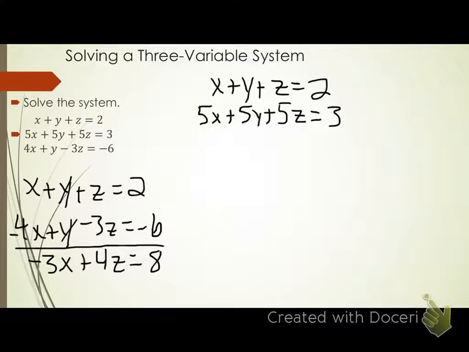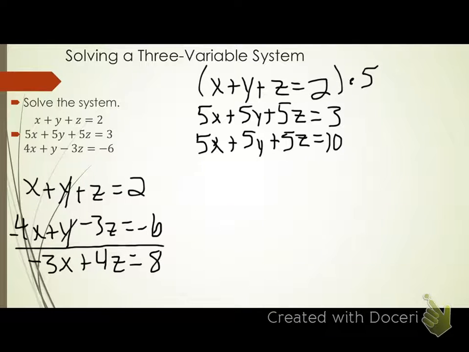Multiply the top equation by 5. Multiply the top by 5. 5 times x? 5x. 5 times y? 5y. 5 times z? 5z. 5 times 2? 10. Do I have the same number now? Do we have same sign or opposite signs? Same. So am I adding or subtracting?